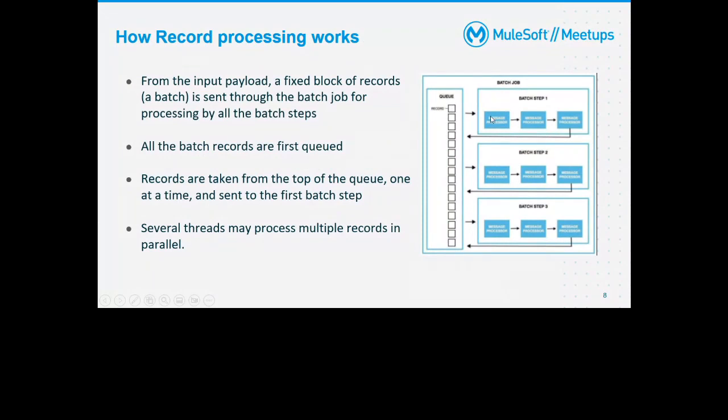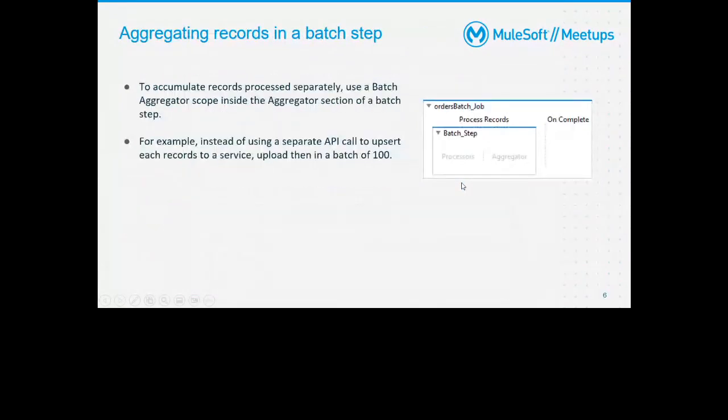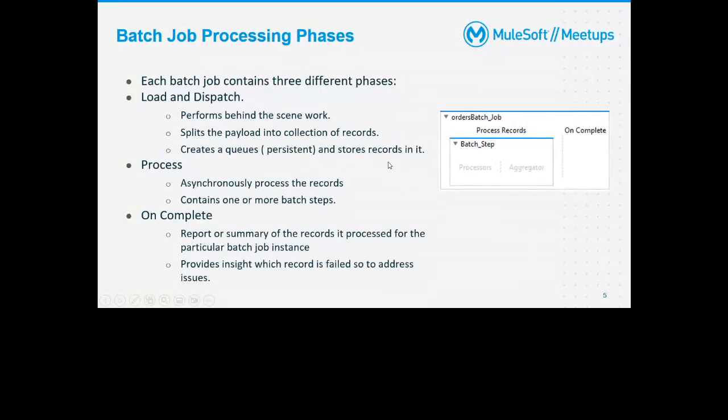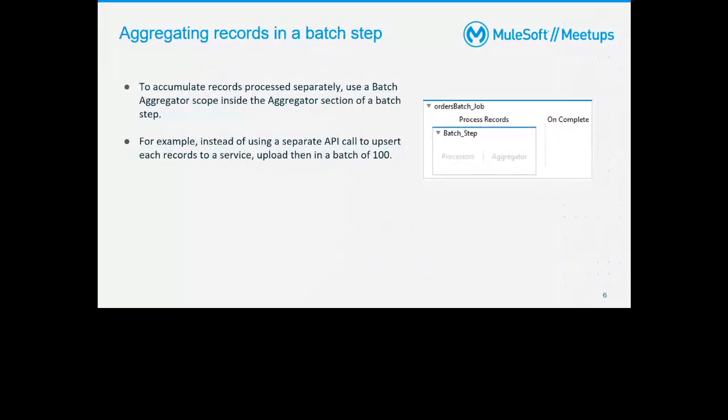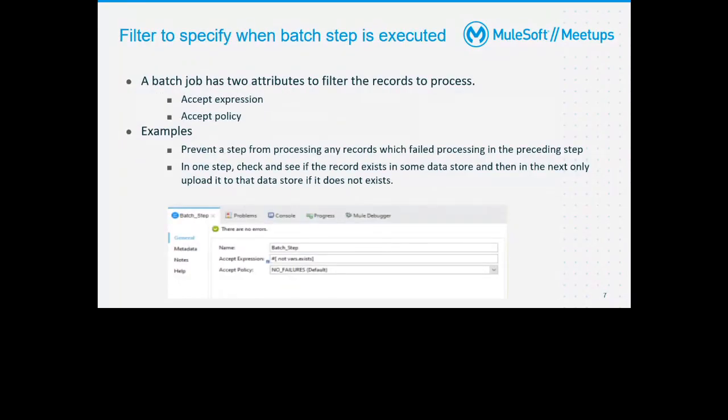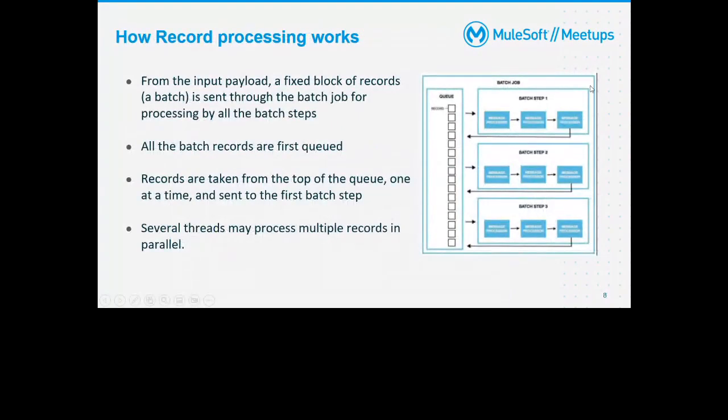So one record gets pushed. What does it do? It processes. The batch step is a process. It asynchronously processes the records, where multiple threads process separately, and this process contains more than one step. Once it completes, it reports a summary of your records and provides insight into how many have failed and how many have been processed. From the input payload, first it is split up, and then it is queued, and the records are taken from the top of the queue one at a time and sent to the first batch step.